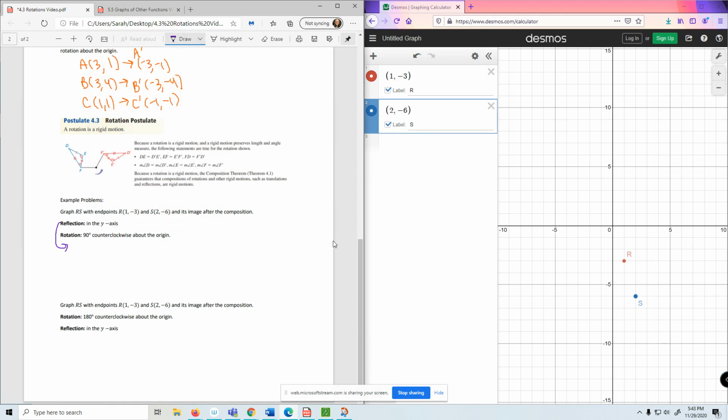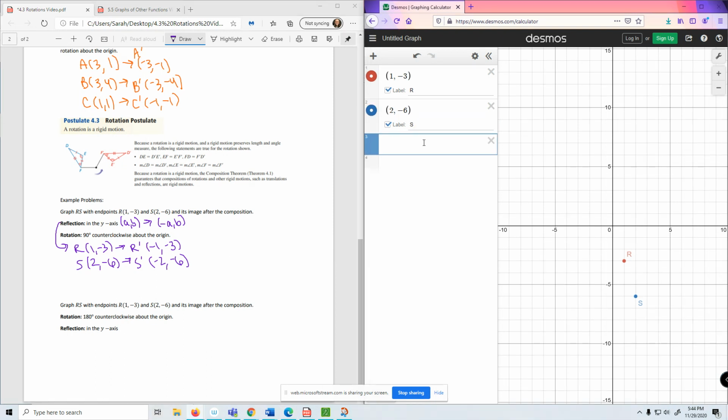So first, let's start with this reflection in the y-axis. Thinking back to when we talked about reflecting in the y-axis, our rule is (a, b) turns into (negative a, b). The y-coordinate stays the same, the x-coordinate becomes negative. So R (1, negative 3) turns into R prime (negative 1, negative 3). I made the x-coordinate negative, the y-coordinate stays the same. S (2, negative 6) becomes S prime (negative 2, negative 6).